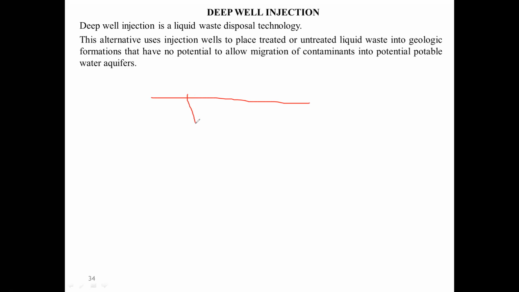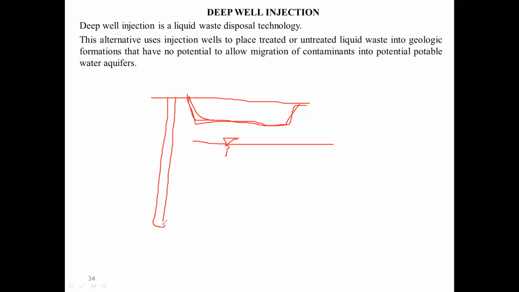If this is the ground level and this is the landfill, of course your water table will be at this level, so the probability of contamination is too high. In that case, we convert the waste into a liquid form, then inject it by deep drilling. We dispose of it in liquid form to a very deep depth, in the geological formation of the earth at this point.